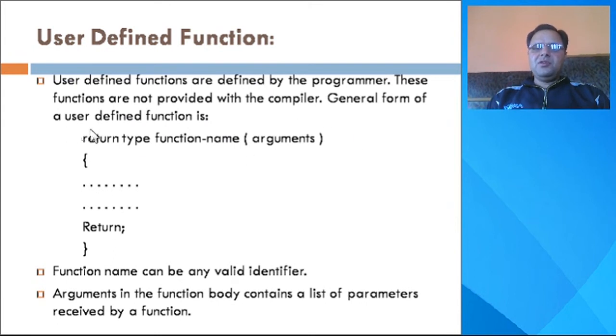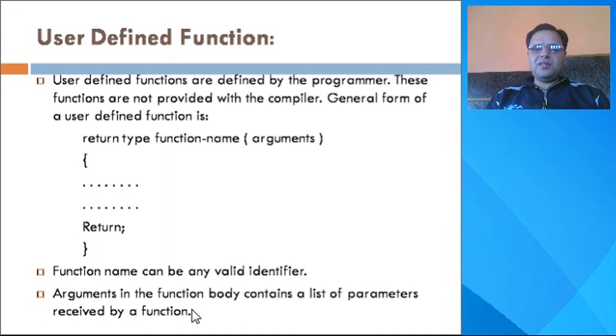The general form of a user-defined function is return type, function name, argument. The function's return type, for example, int main, and the arguments in the brackets. Every function should return a value. If a function will not return anything, then there should be return 0. The function name can be any valid identifier. Any identifier we can use as the name of the function.